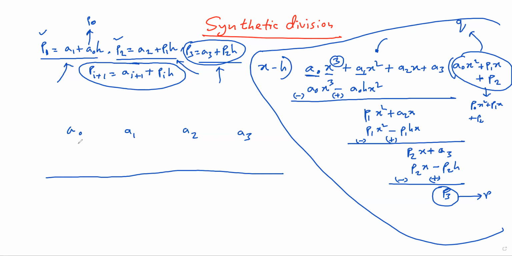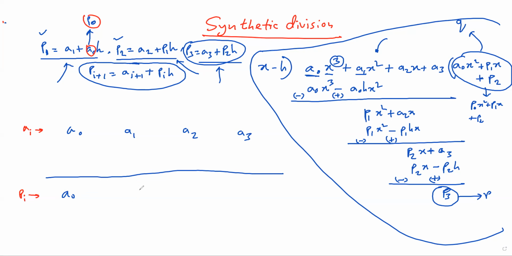So basically, bring a naught directly here. This is the first thing we are going to do. This is our p naught. Technically, we are writing this row as the AIs and this row as the PIs. But since P naught and A naught are the same, I wrote A naught in place of P naught.